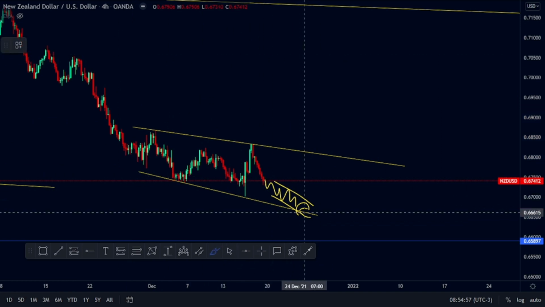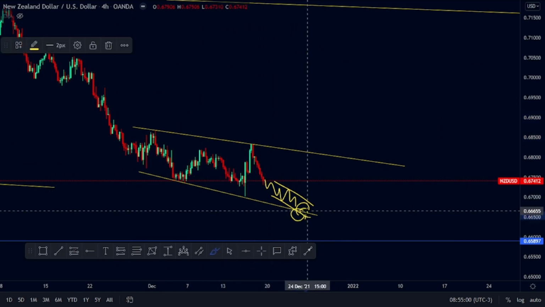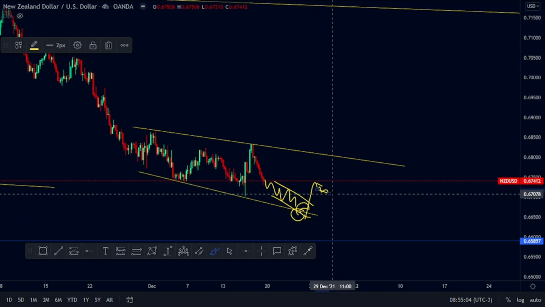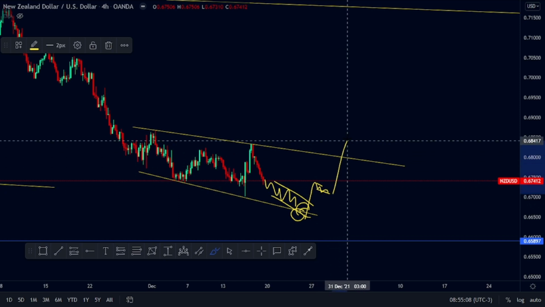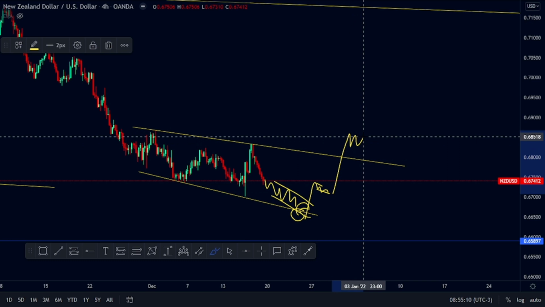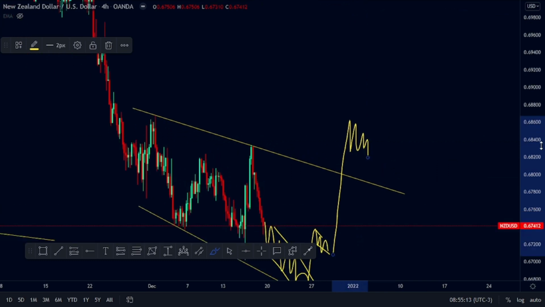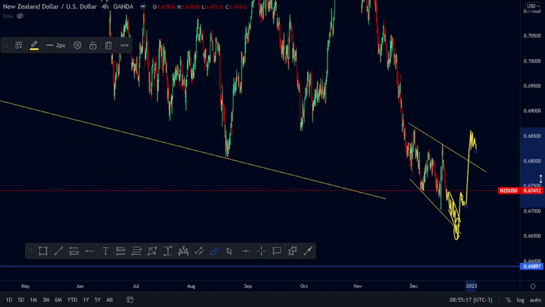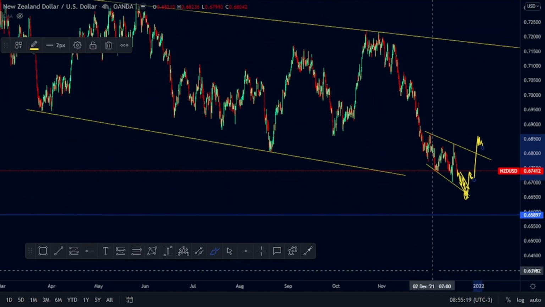Wait for price to exhaust to this area, give it that tap, then wait for price to push above and give you that first continuation. Or if you're skeptical, you can wait for price to push and break out of the structure, give you that first continuation, obviously activating the 90% rule. So you're looking for buying opportunities on NZD/USD. It is pretty much straightforward.